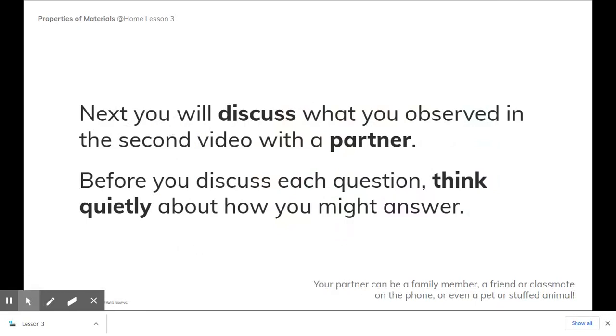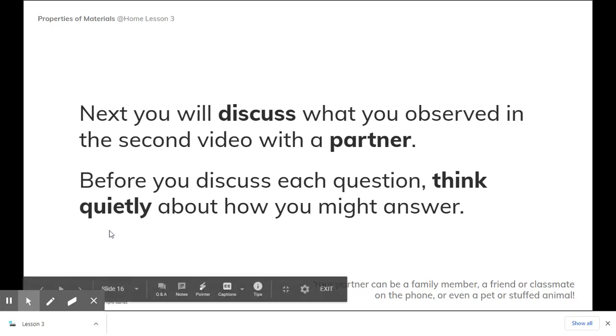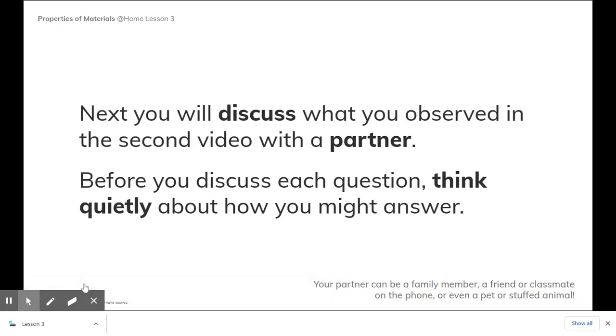Boys and girls, you're going to take a minute to discuss what you observed in the second video with a partner. At this point, you should have circled what happened, that the bean stuck. Before you discuss each question, think by yourself quietly about how you might answer that question. Remember, your partner can be someone in your family, a friend or classmate that you can call on the phone, a pet, stuffed animal, brother or sister. Up to you entirely. Pause now. Discuss your answer with your partner.